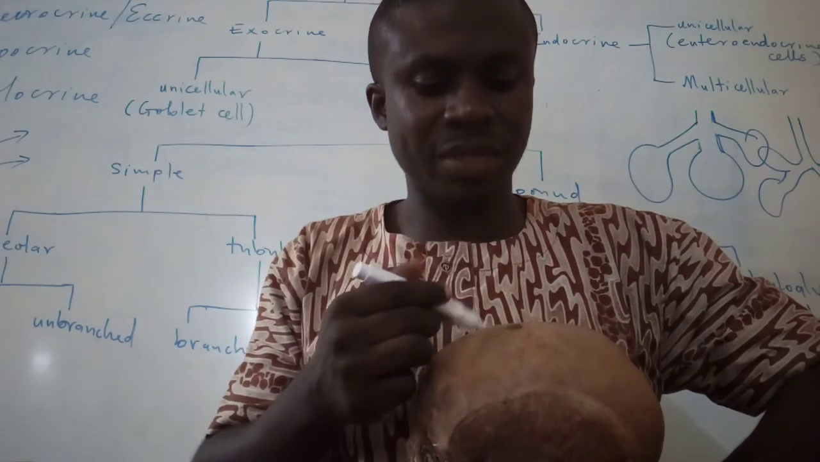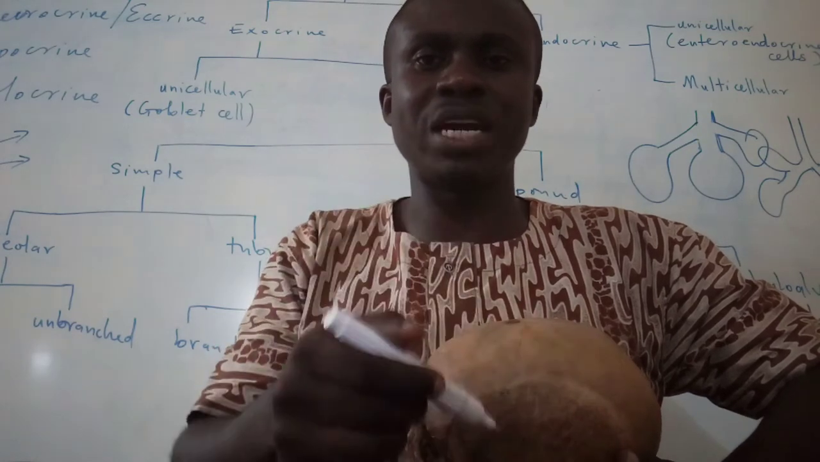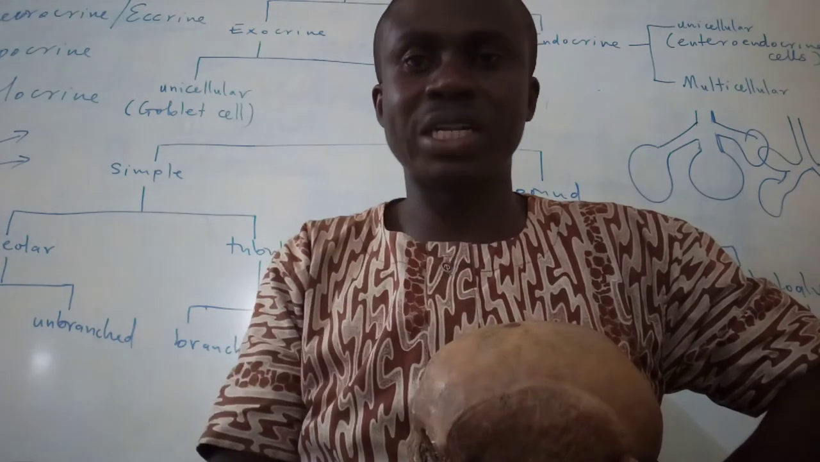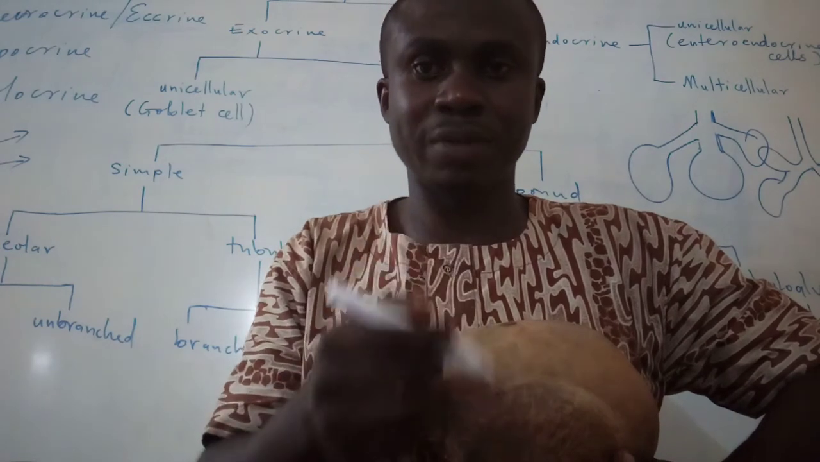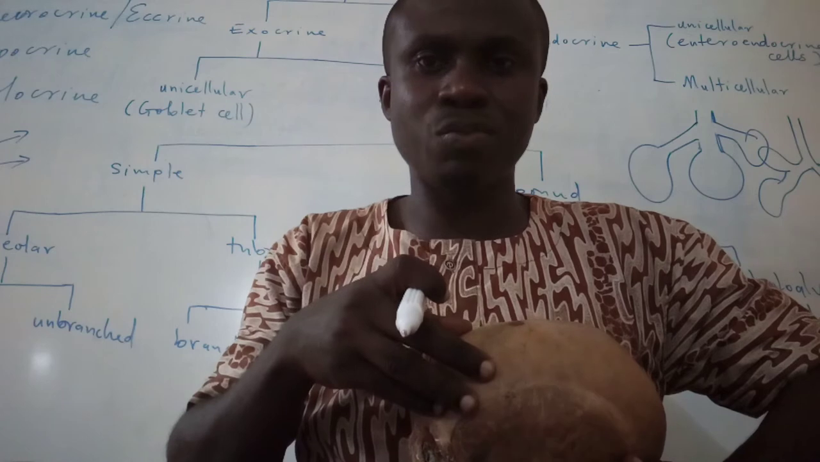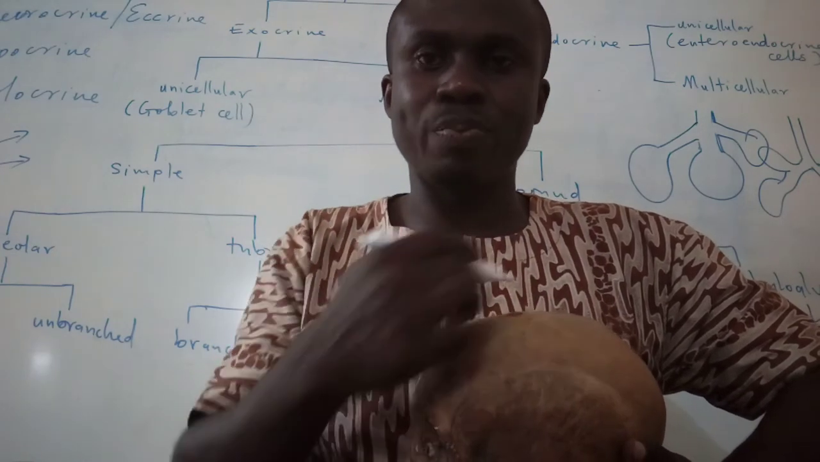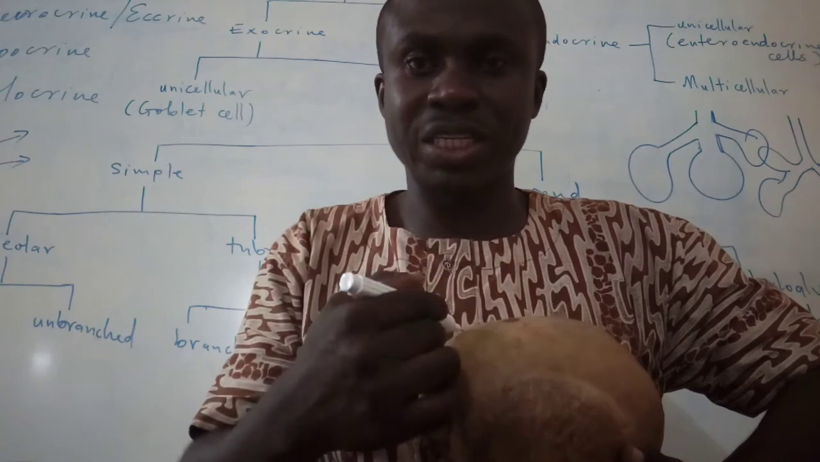Now, this suture, because it runs in the coronal plane, we call it the coronal suture or frontal suture. But because, again, it's between the frontal bone and the two parietal bones, we also call it the frontoparietal suture or parieto-frontal suture.